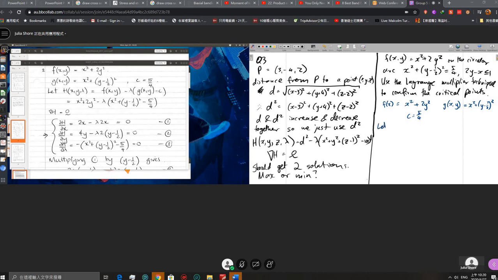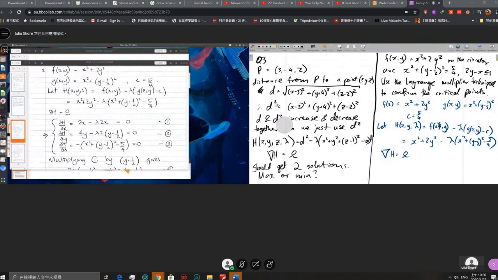So we let h of x, y, lambda be equal to f of x, y, and then we subtract lambda outside g of x, y minus c. That's just the basic Lagrange setup. That's equal to x squared plus 2y squared minus lambda, x squared plus y minus a half squared minus 5 on 4. Now we just demand that del h is equal to the 0 vector.